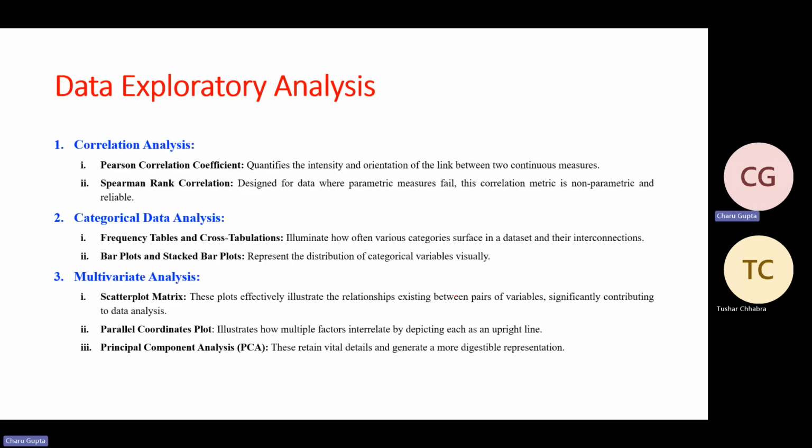So in data exploratory analysis, we first have correlation analysis, wherein we identify the relation between two variables using the Pearson correlation coefficient and Spearman rank coefficient. Then we perform categorical data analysis using frequency tables and cross tabulations. For multivariate data analysis, we show the data in the form of a scatter plot or coordinate plots, right? At times we perform principal component analysis, but we'll study it later.